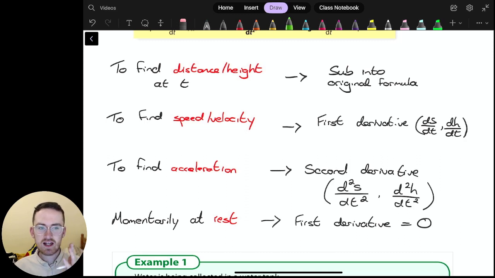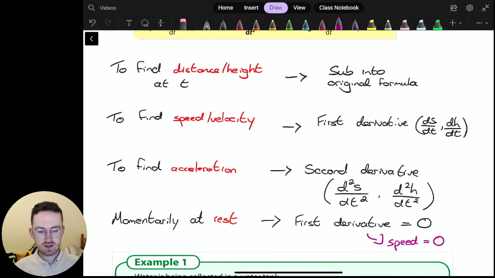To find acceleration, we find the second derivative, because that's the change in speed over time. So it's the change in the first derivative. And lastly, if we see a question that asks for momentarily at rest, that's going to be where the first derivative is equal to 0. Thinking about what that means in terms of the examples we have here, we said the first derivative was speed. So we're essentially saying when it's at rest, the speed is 0.